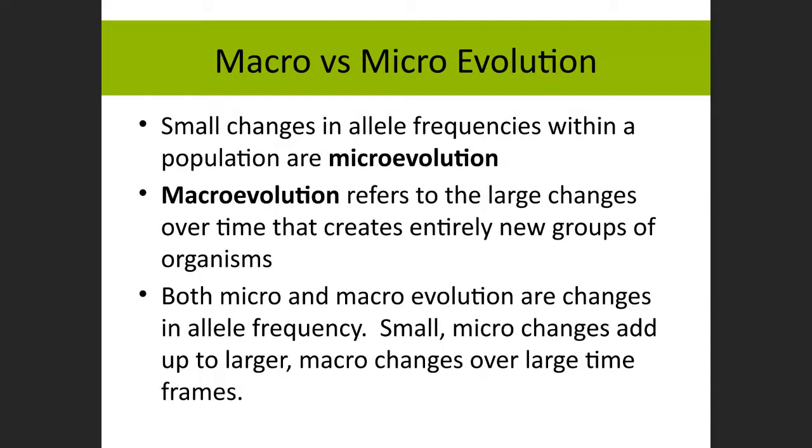But macroevolution refers to these big changes over time that result in speciation, not just the population turning a little greener, or a little oranger, or a little bigger. This is big changes, new species. They're both made up of the same thing. Macroevolution is still a change in allele frequencies. It's just bigger and more visible.